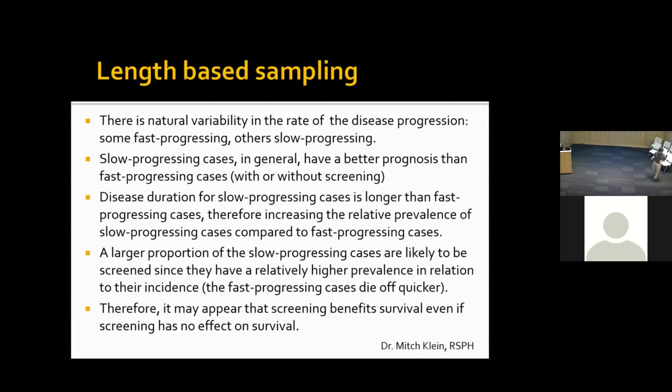Length-based sampling. There's natural variation in the rate of disease progression. Some are fast, some are slow. Slow progressing cases have a better prognosis, usually, on average, than fast progressing cases, with or without screening. And disease duration for slow progressing cases is obviously longer than the fast cases, so they are more likely to get screened, right? Because they have more time to get screened than the people who are going to go downhill immediately. That larger proportion of slow progressing cases likely to be screened will make it appear that the screening benefits, even though it has no effect on survival.